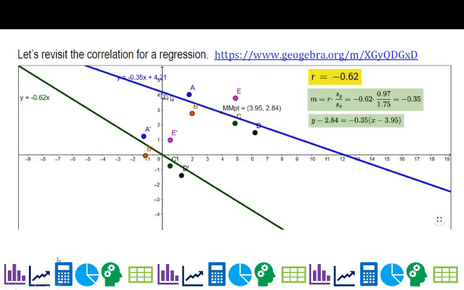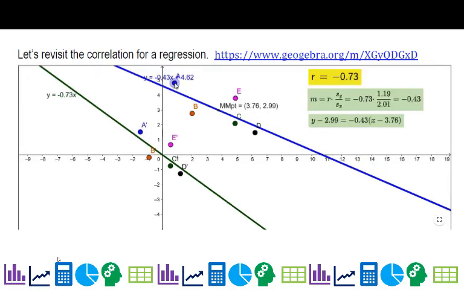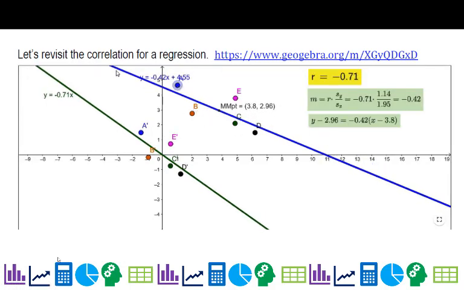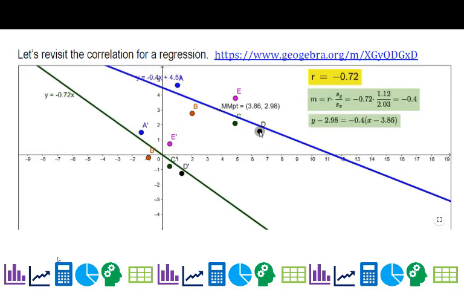Okay, so in this applet, I have several points, A, B, C, D, E, and I have this automatic regression line that's calculated. No matter where I move the points, the line adjusts. And you can also see the correlation, which is negative 0.72.